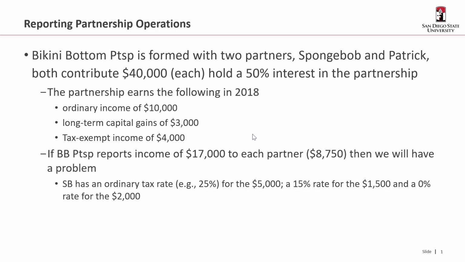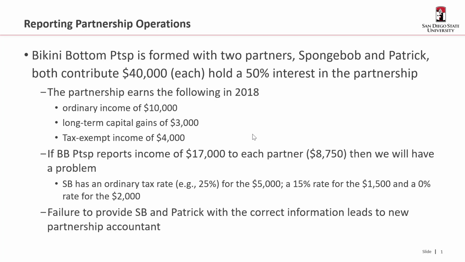The problem is if the Bikini Bottom Partnership reports income of $17,000 to each partner, that'd be $8,750, then we will have a problem. Let's assume SpongeBob has an ordinary tax rate of 25%. That would apply to the $5,000 of ordinary income. But that means SpongeBob would need to apply a 15% rate for the long-term capital gains, and of course a 0% rate for his share of the tax-exempt income. So obviously failing to provide SpongeBob and Patrick with the correct information would end up resulting in a brand new partnership accountant.